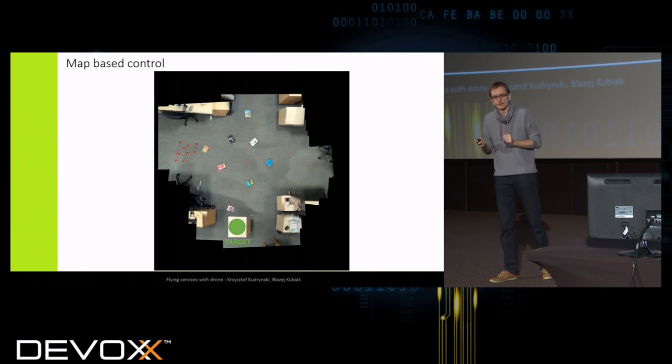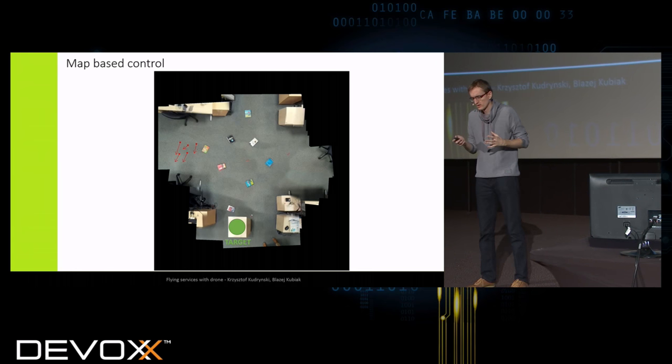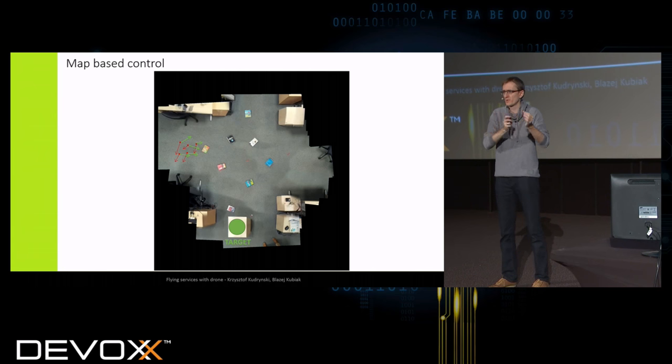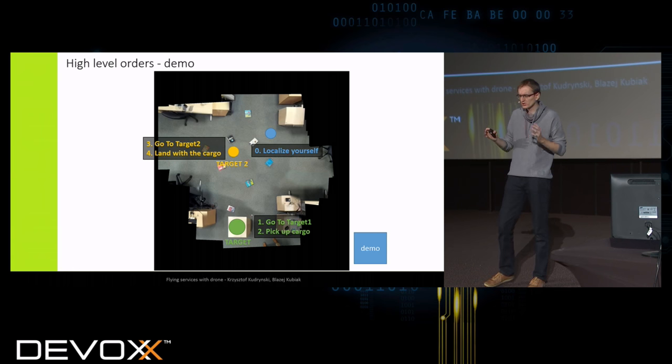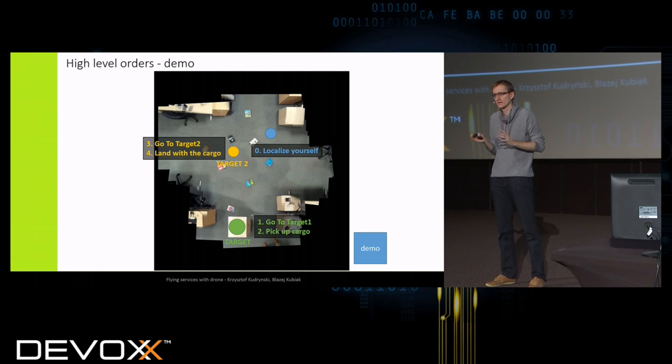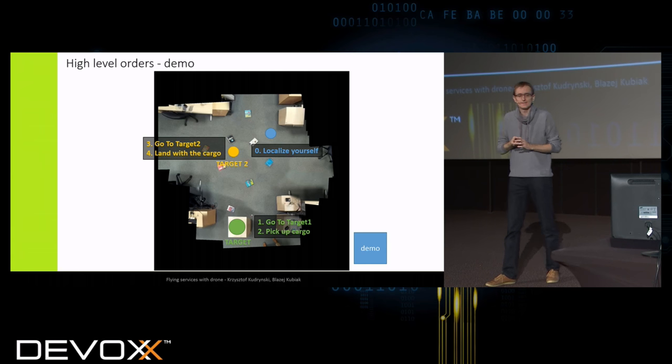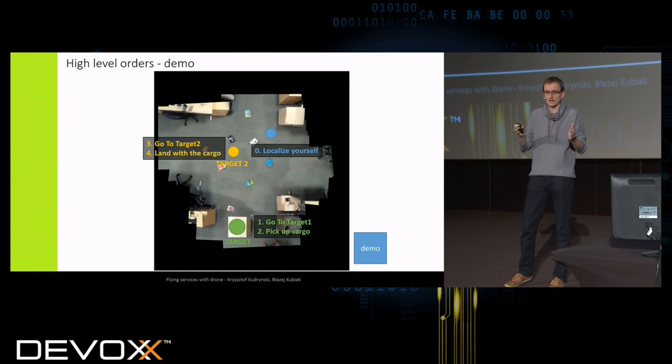We did this, and the test for that, okay, we didn't know exactly our position, yes? We had our particle filters. So we could apply it to every particle and calculate the resultant. This is what we did. And in this mission, the drone will wake up not knowing where it is. It will localize itself using particle filtering because it has the map and it sees what it sees. And then it will go to target one, the green one. It will pick up the cargo, go to target two, and land with the cargo.